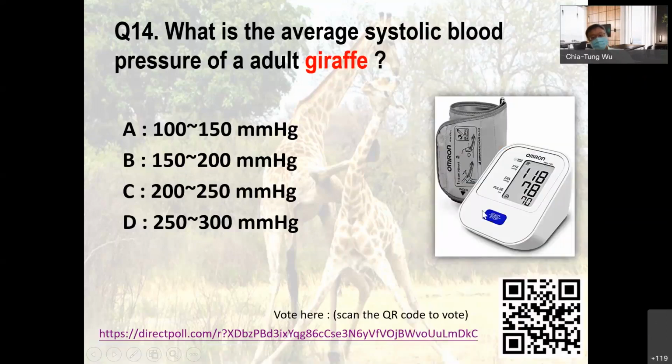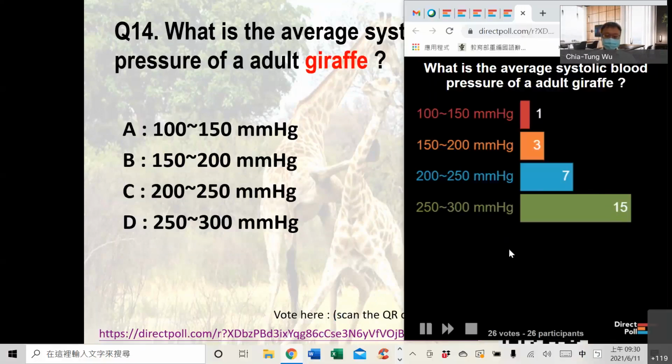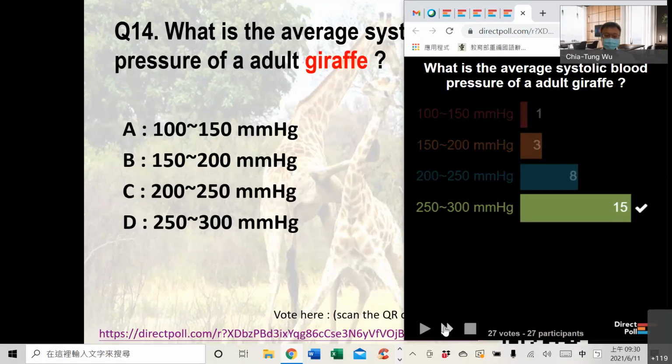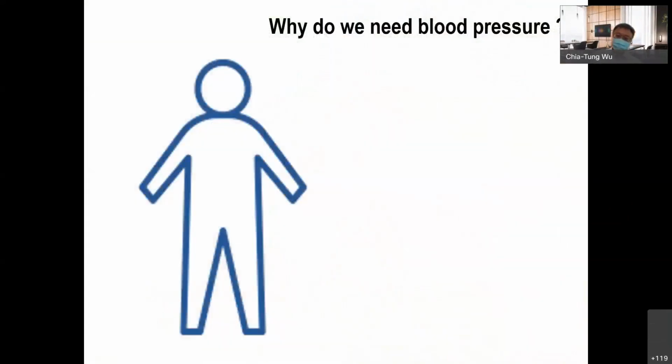This is the blood pressure for a normal human being. It's around 120 and 80. But for a giraffe, what is the normal blood pressure? Okay. The correct answer is 250 to 300. So why do we need blood pressure? Why do giraffes need such high blood pressure?